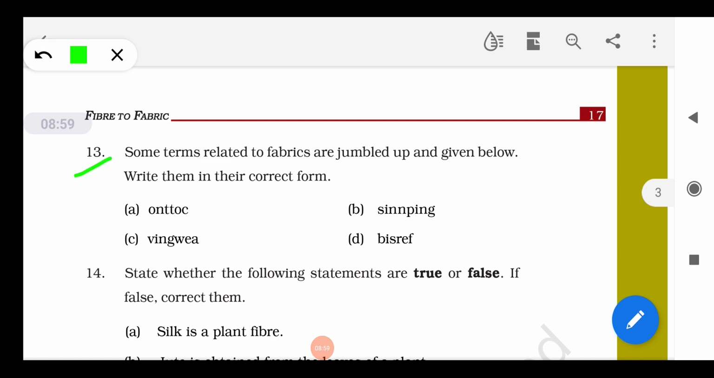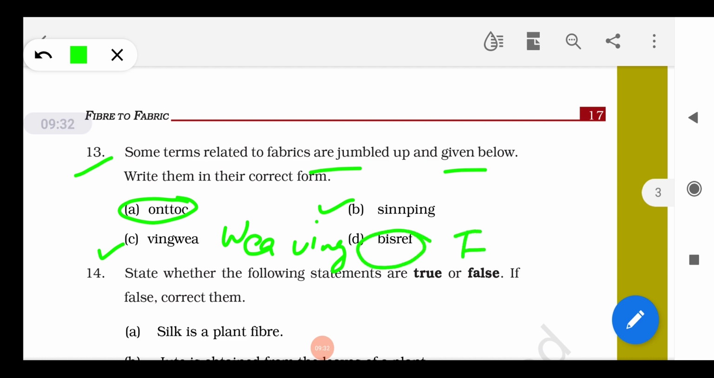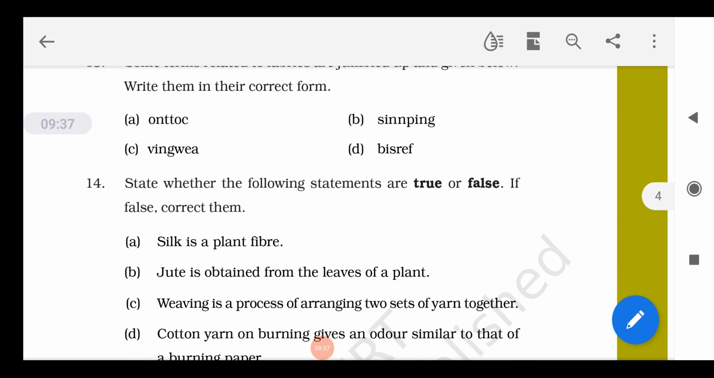Question number 13. Some terms related to fabrics are jumbled up and given below. Write them in correct form. So we have to find the correct word. This is cotton, it's very clear. And this should be spinning, S-P-I-N-N-I-N-G. And this is something strange, weaving. Okay, so this is the correct one. And this should be fibers, F-I-B-E-R-S. So I got all the answers.